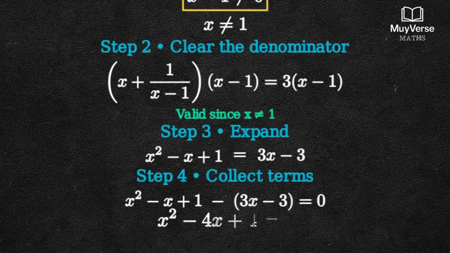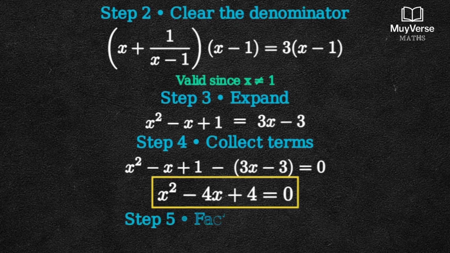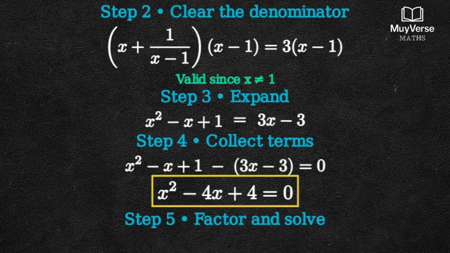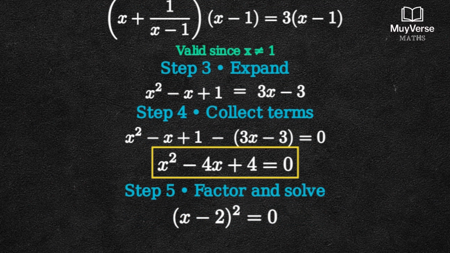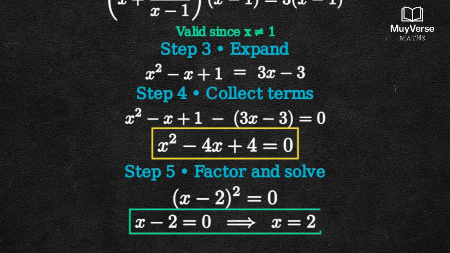Step 5. Recognize a perfect square. x squared minus 4x plus 4 factors as (x minus 2) squared. Therefore, set x minus 2 equal to 0. We get x equals 2. Final answer. x equals 2.